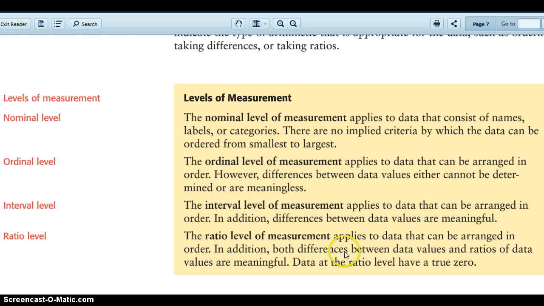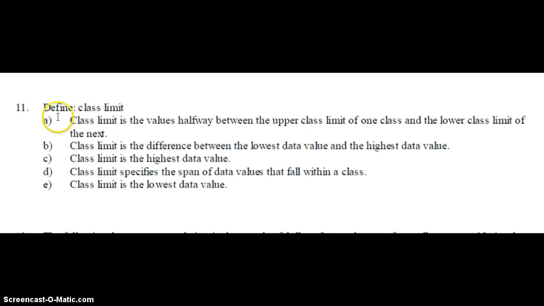Think about the differences between data values. If I took 30 minutes and you took 40 minutes, you could say I finished 10 minutes faster. That has meaning. And ratio, if I took 1 hour and you took 2 hours, you could say I took half as long as you. That has meaning. And there also is a true zero, which would be someone who finished the exam in 0 minutes.